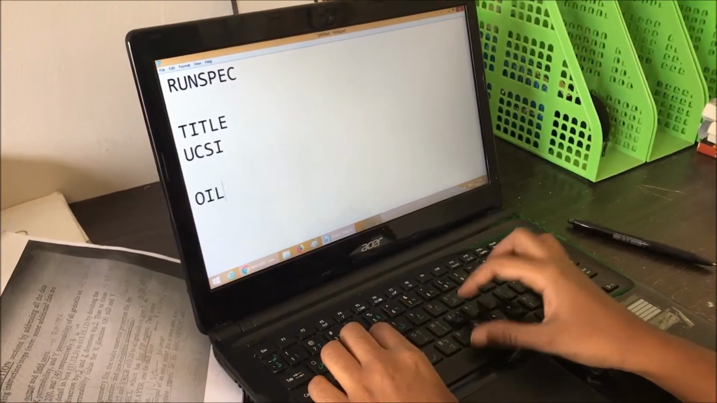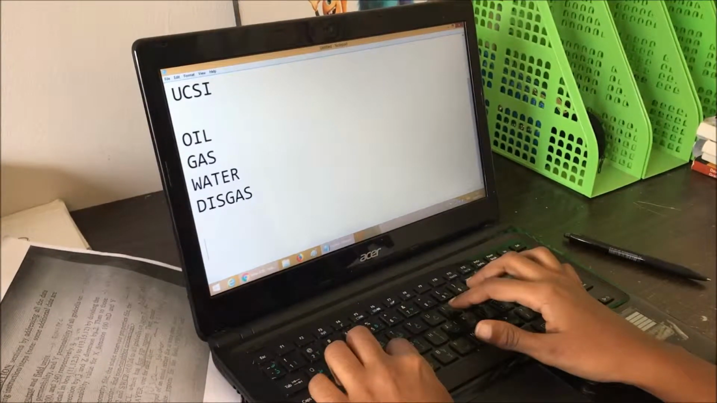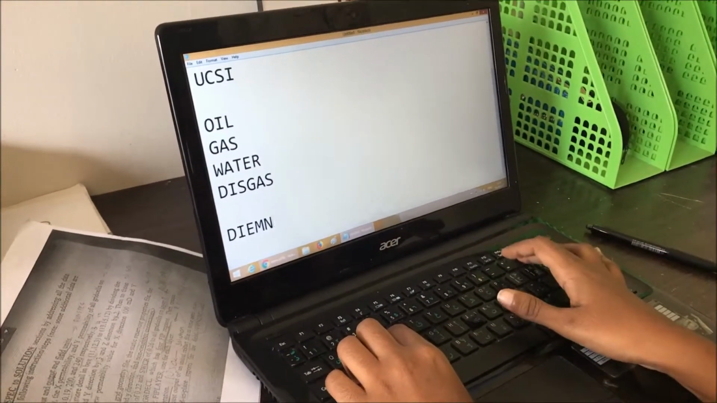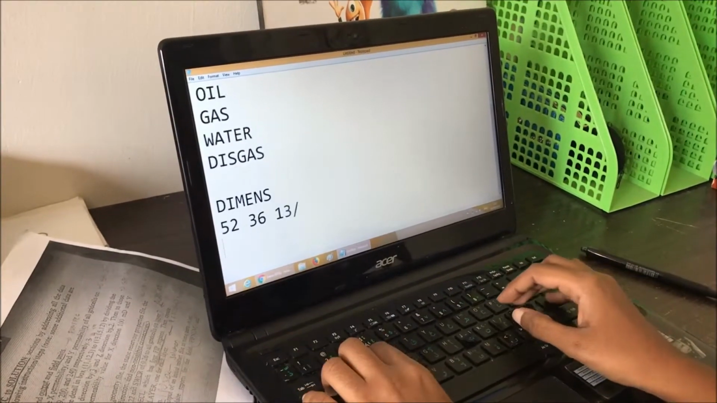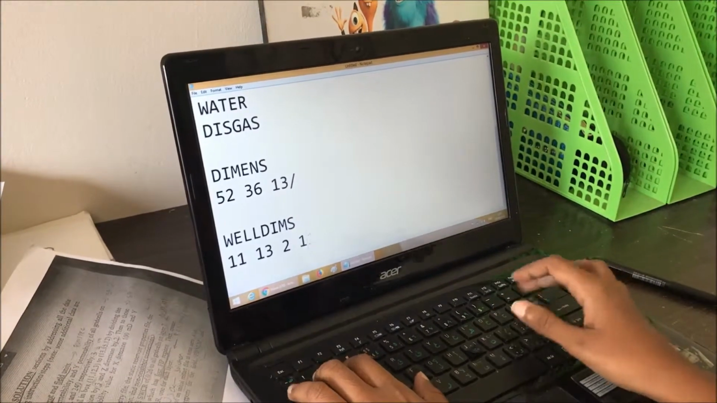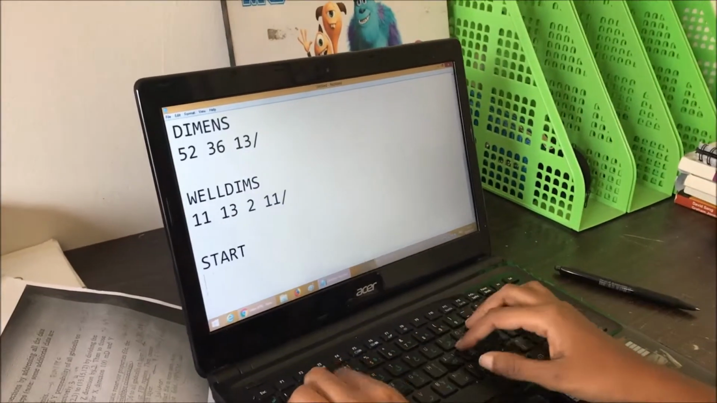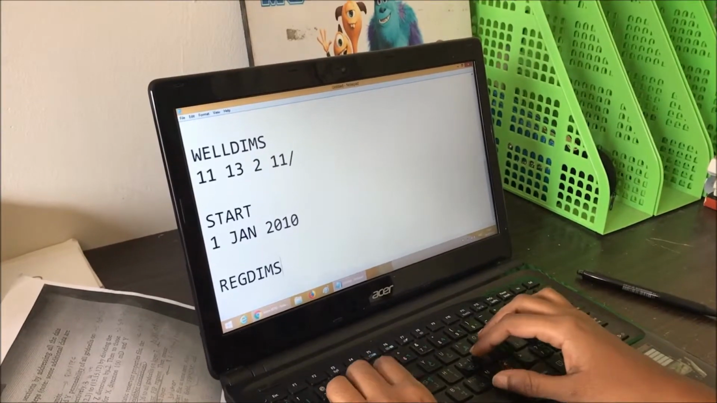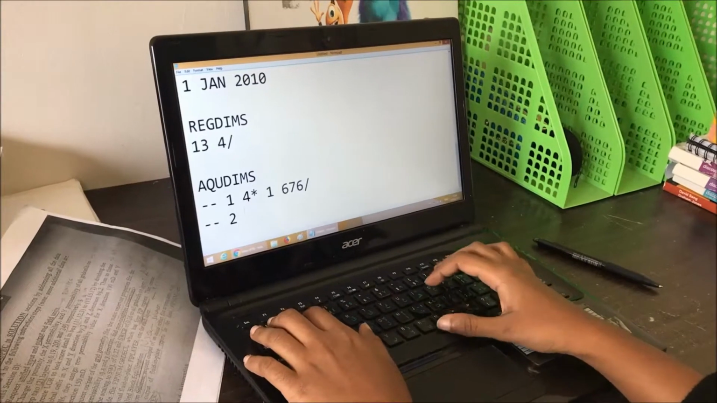Underneath it, you're going to include your title, which is UCSI, and then your fluid properties, which are oil, gas, water, and this gas. This gas is because my reservoir is undersaturated, below the bubble point pressure. Then you include your dimensions: 52 columns, 36 rows, and 13 layers. Then your well dimensions, which is 11 wells and 13 layers, and 2 aquifers and 11 wells. Then your start date, and then your REGDIMS, which is 13 layers and 4 regions.